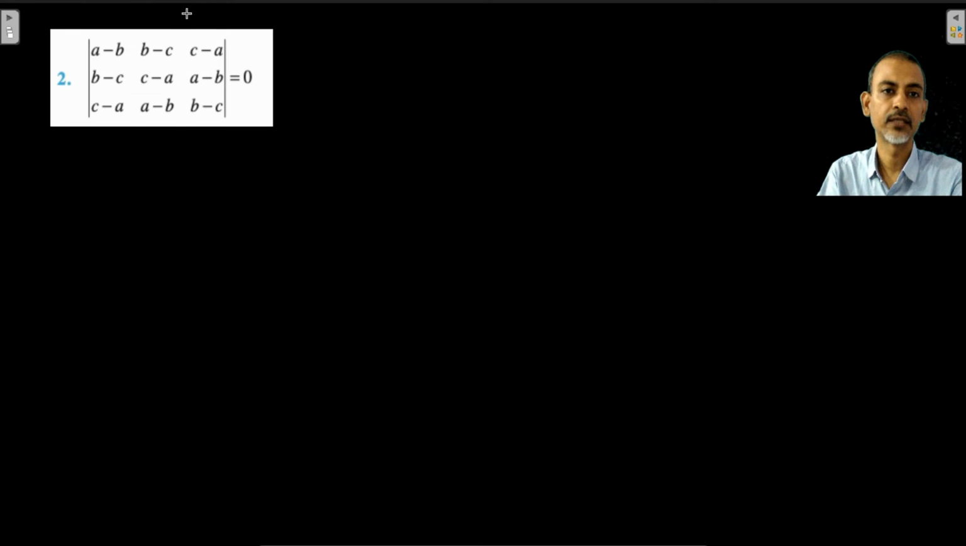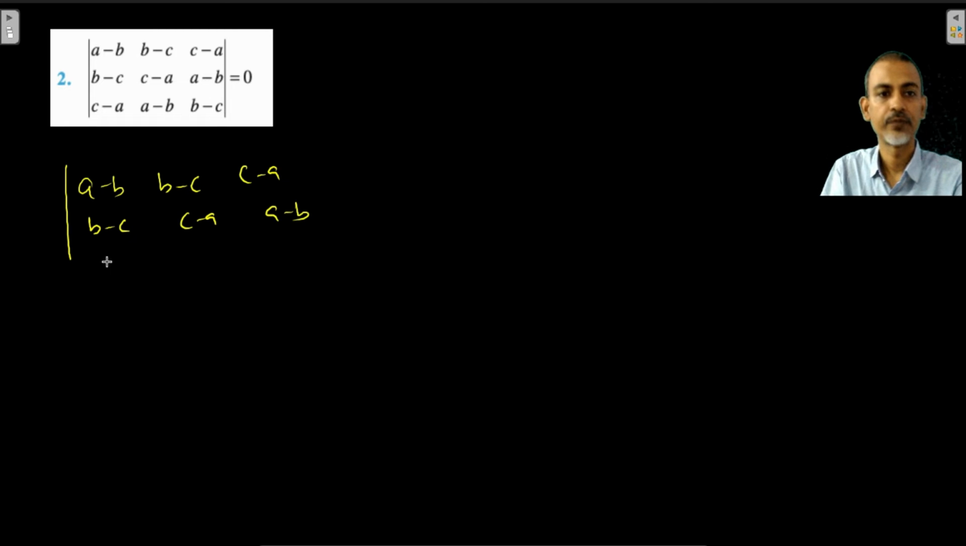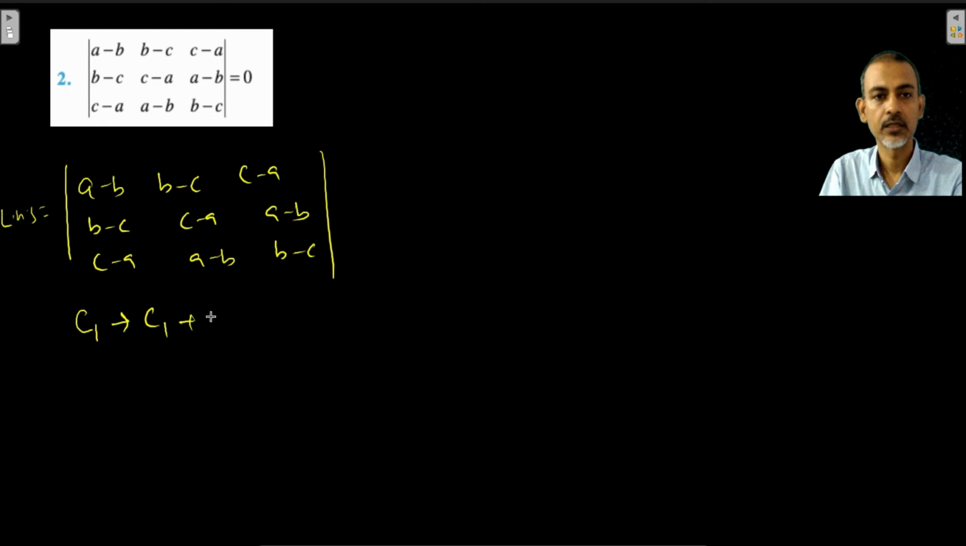My second example is having one determinant like A minus B, B minus C, C minus A and all that, right? So let's write the determinant A minus B, B minus C, C minus A, B minus C, C minus A, A minus B, C minus A, A minus B and B minus C. This is my determinant and this is my LHS actually, right? Now what I can do is this. I can write column C1 equals C1 plus C2 plus C3, okay?